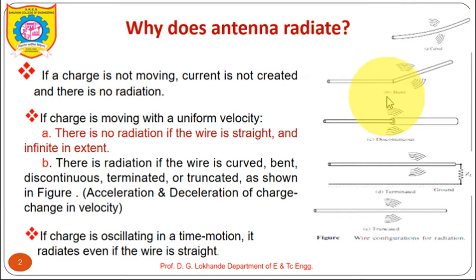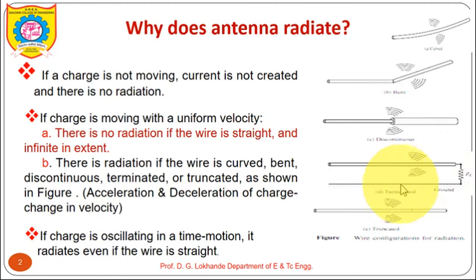In the second figure the wire is bent, and from the point at which it is bent, it starts radiating. The third figure shows a discontinuity of the wire. The cross sectional area of this wire is less, whereas the cross sectional area of this other wire is more. The point at which we observe the discontinuity shows the radiation mechanism over there.